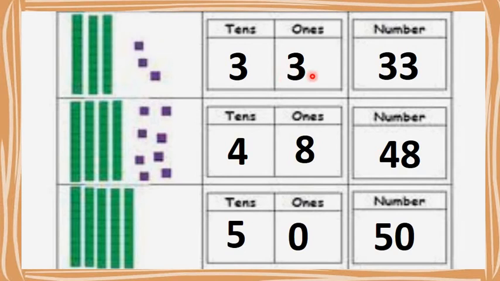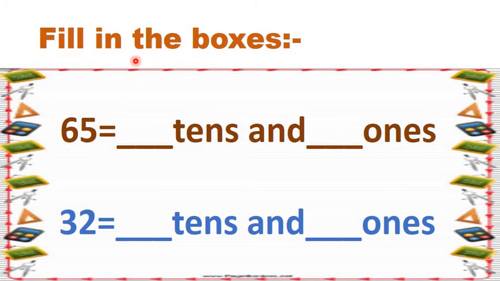So are you all ready to practice fill in the blanks? Fill in the boxes or fill in the blanks. Look, we have number 65 and we have to write it in the form of tens and ones. Here we have the columns: 65 is equal to dash tens and dash ones. So, by observing this chapter and learning all the points, now you can understand what we have to write at the place of tens.